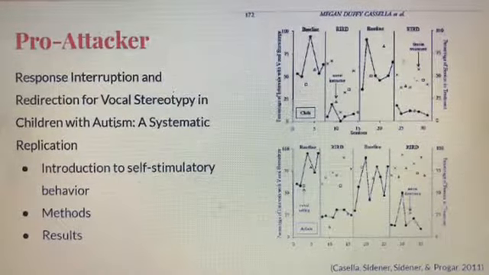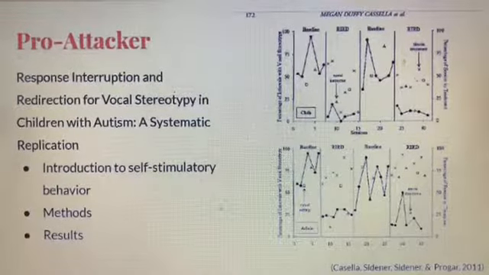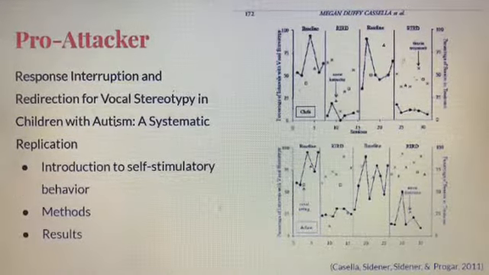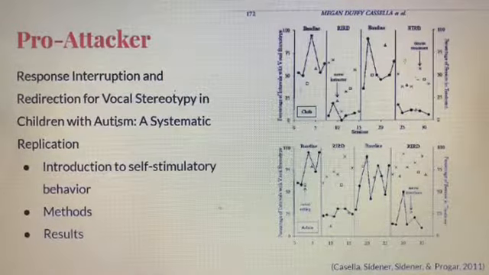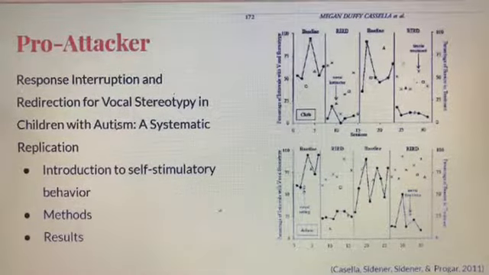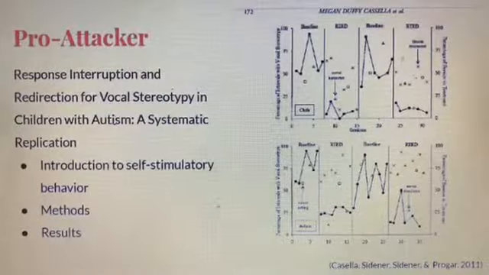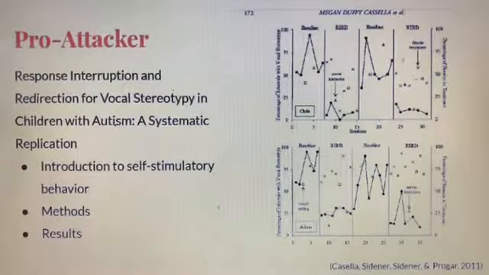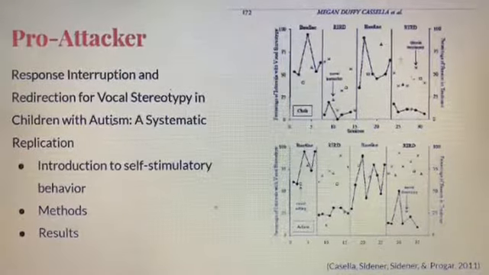The participants were two boys with autism who engaged in vocal stereotypy. The study used a reversal design to ensure the intervention was effective. Participants were interrupted during vocal stereotypy and asked to follow simple directions. During baseline, both participants showed a high and variable level of the target behavior. During response interruption redirection, both participants showed an immediate and distinct decrease that remained relatively stable throughout the duration of the intervention.